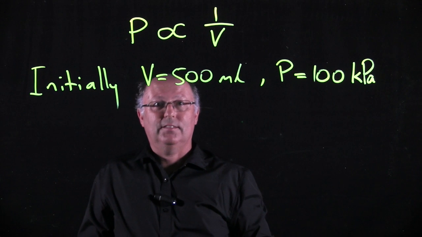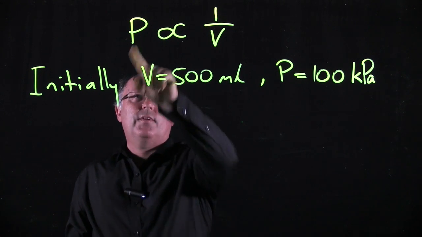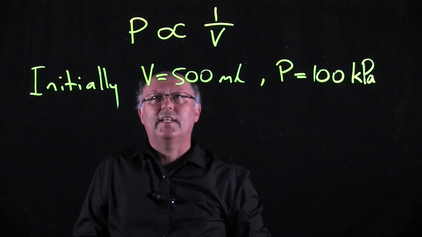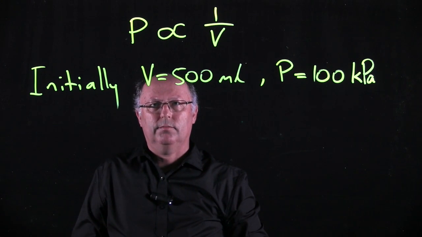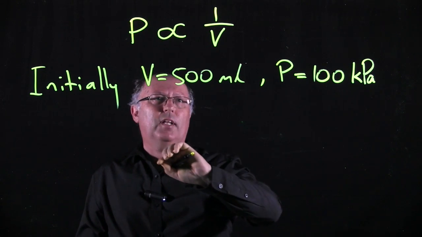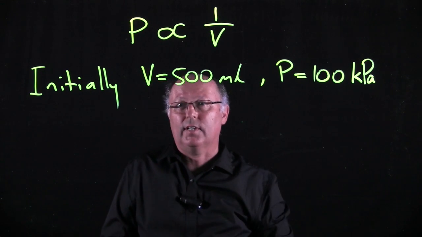Boyle's law tells us that at fixed temperature, the pressure in a gas is proportional to 1 over the volume. That is, it's inversely proportional to the volume. So imagine a gas which is initially 500 milliliters at a pressure of 100 kilopascals.